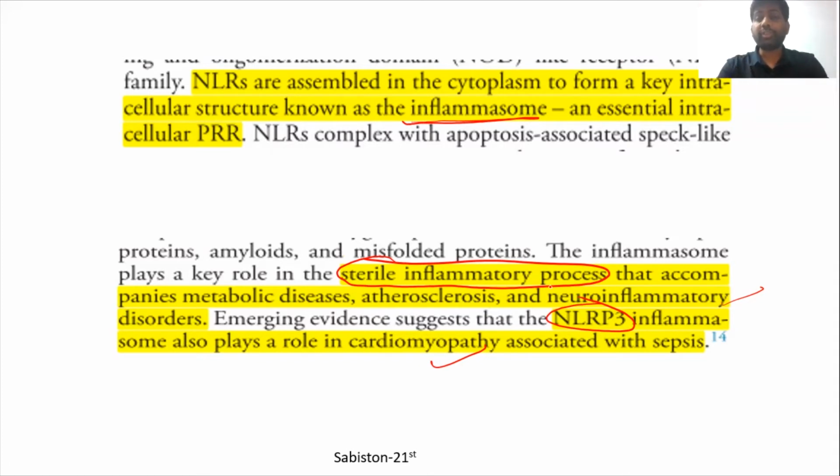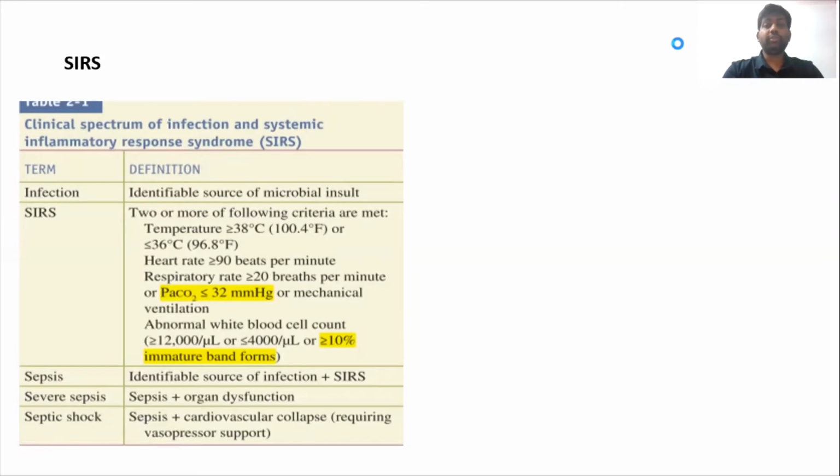Once we have understood the receptors and the molecules which bind to the receptors, now try to understand the inflammatory response that is produced. Once the molecules bind to the receptors, they initiate the inflammatory response, and the most common response that we already know is the systemic inflammatory response syndrome. We read this in detail. There are multiple times we have come across this, but there are a few important points that are frequently missed by candidates. Among the criteria, there is a mention of PaCO2, which should be less than or equal to 32, or there is more than or equal to 10% immature band forms.